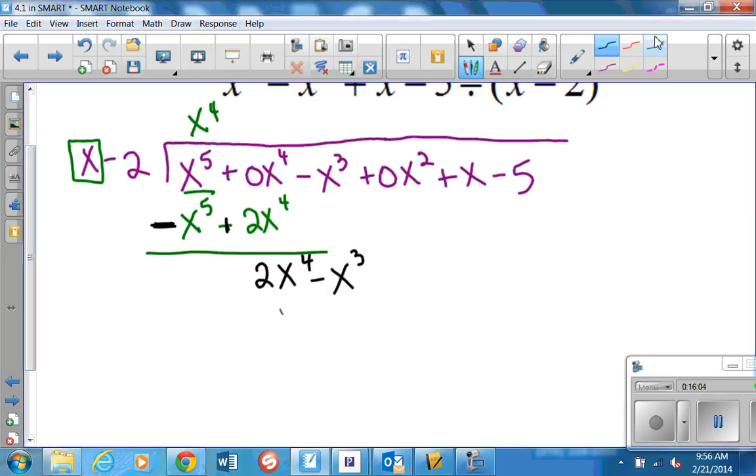And I'll go back to Mr. Bossy and ask him, okay, Mr. X, this time, how many times will you go into 2x to the fourth? I need 2 and an x and a cube. 2x cubed times x, 2x to the fourth. 2x cubed times negative 2, negative 4x cubed.